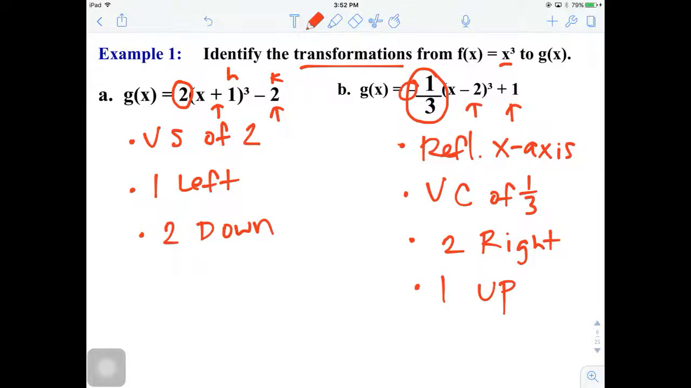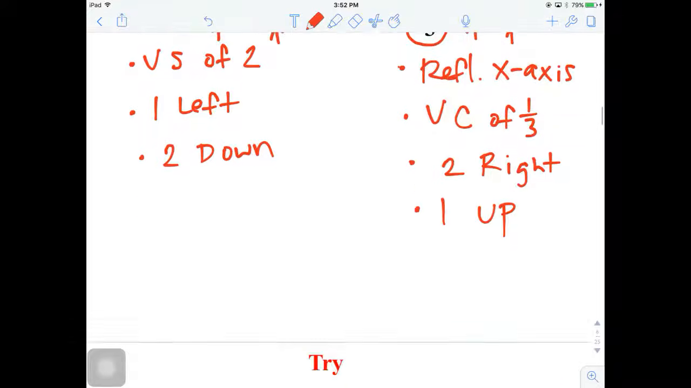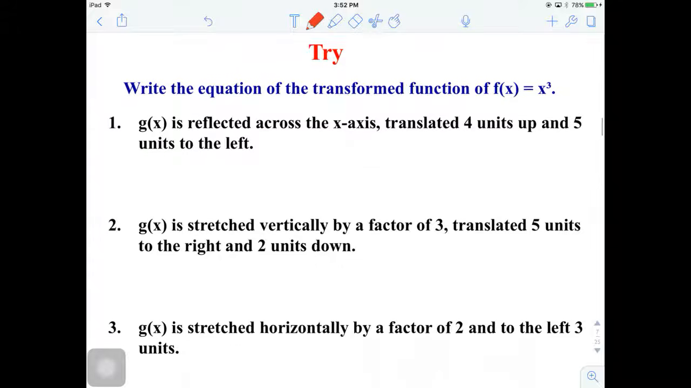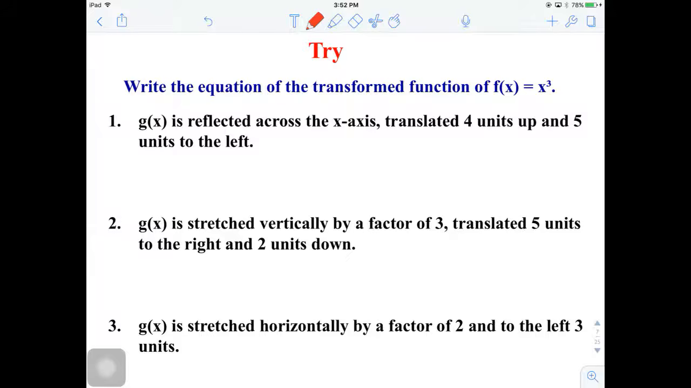With practice, you're going to get better at describing the transformation. So that's a beginning. And I'm going to have you guys try this right now. So we're going to do some of these problems together.